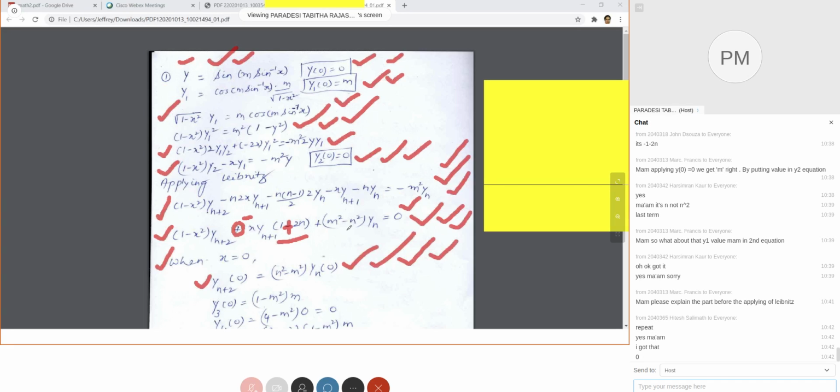And then you look at the right hand side. Yeah, m square minus n square yn is there. Wherever x is there, if you put a 0, m square minus n square is a constant that will remain as it is, but yn will become yn of 0 because you're doing all this at x equal to 0. So you will get yn of 0. Got it, Hitesh? Second term only has vanished because it has an x outside.